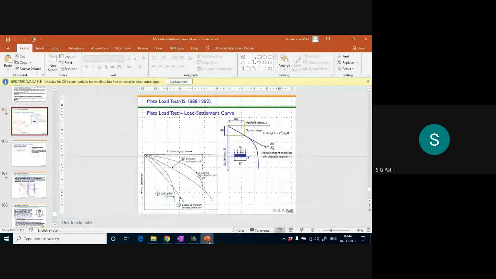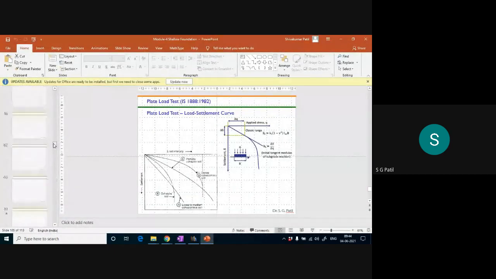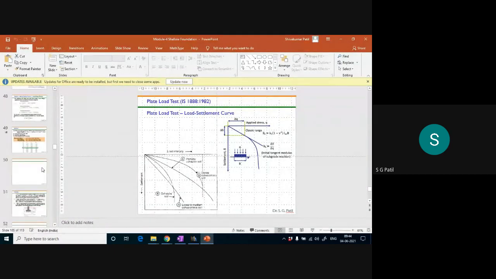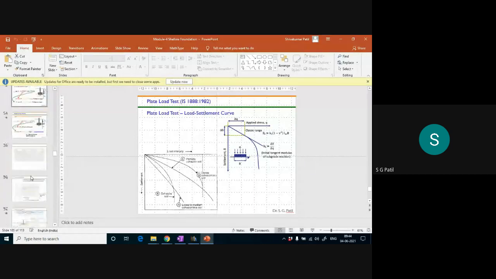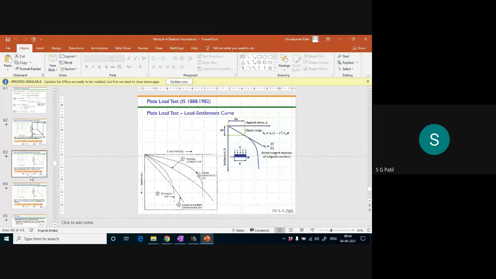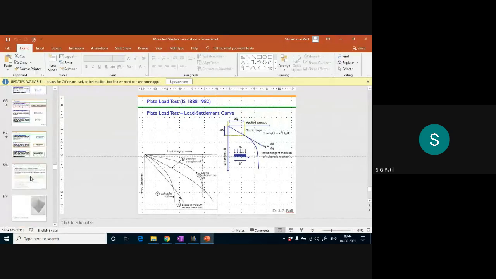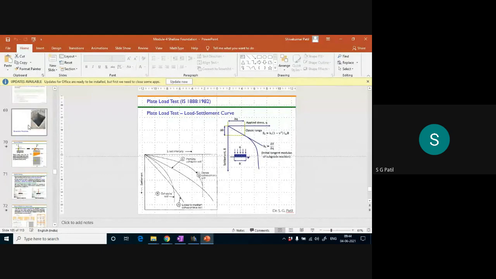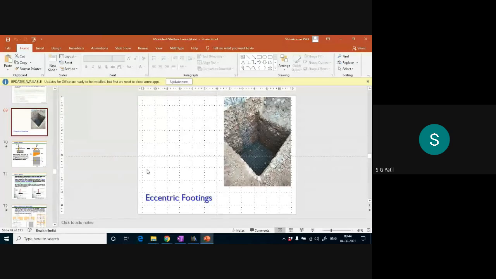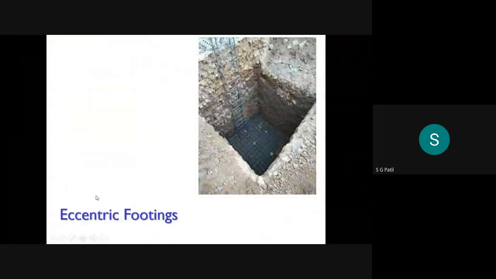We are going to start today's lecture by beginning with what we discussed in the previous class. So, in the previous class, we started with eccentric loading, right? So, all of you can see my screen, right?